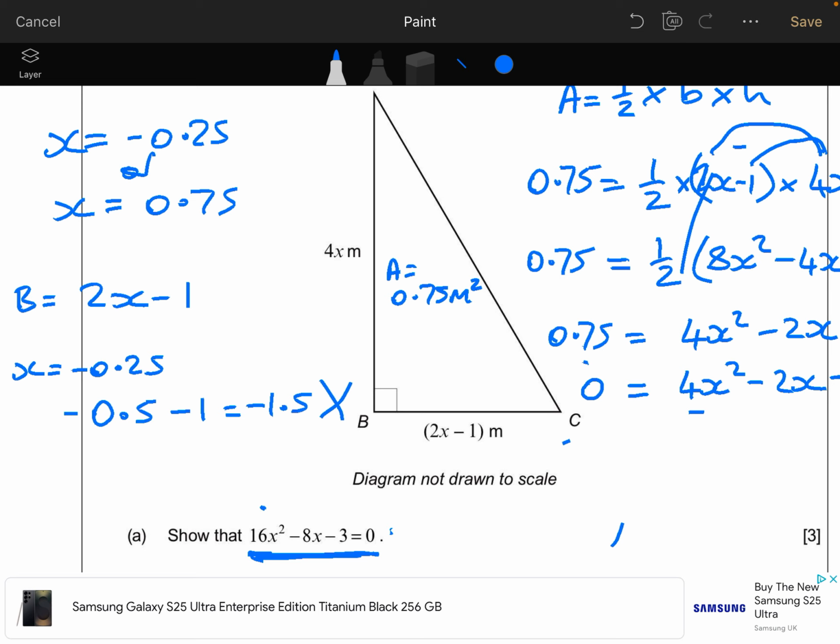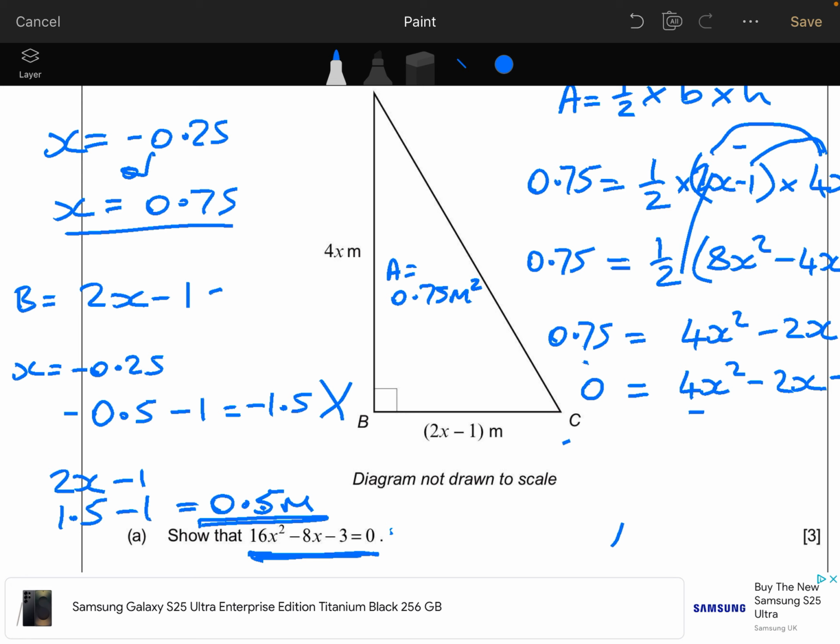But if I now put in x is 0.75, so I'm going back to this one here, and I've got 2 times 0.75, which is 2x minus 1. 2 times 0.75 is 1.5. Take away 1 is 0.5 meters. So my answer for BC is 0.5 meters.